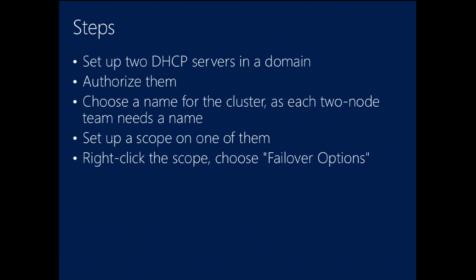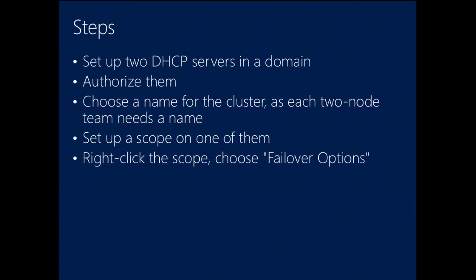So our steps are going to be: set up two DHCP servers in the domain. They seem to be in the same domain. They have to be in the same forest at least. Authorize them as always. Set up the scope on one of the DHCP servers. So one of your DHCP servers has the scope. We good so far? Right-click that scope and say failover setup and pick a partner.